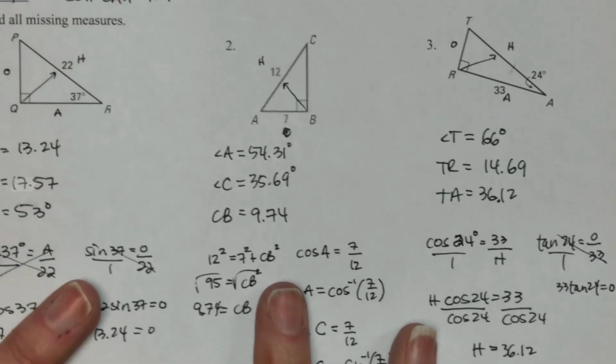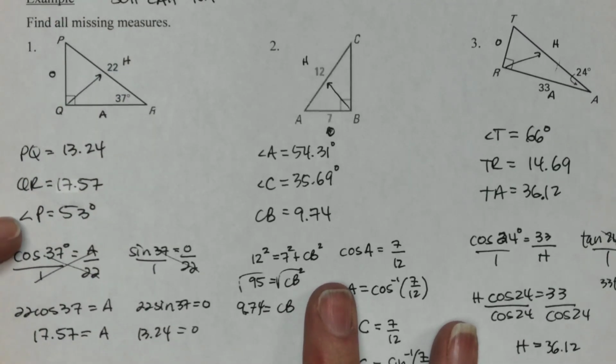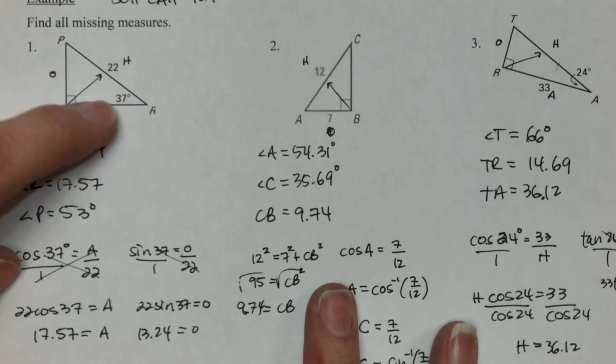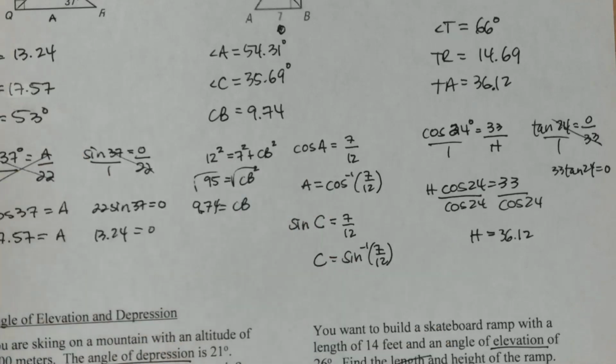So that's how you solve a triangle. You're always going to get 3 values, and then you have to find the other 3. If you get one of the angles, you can do 180 minus to find the other. If you get no angles, then you have to do inverses in order to find those.